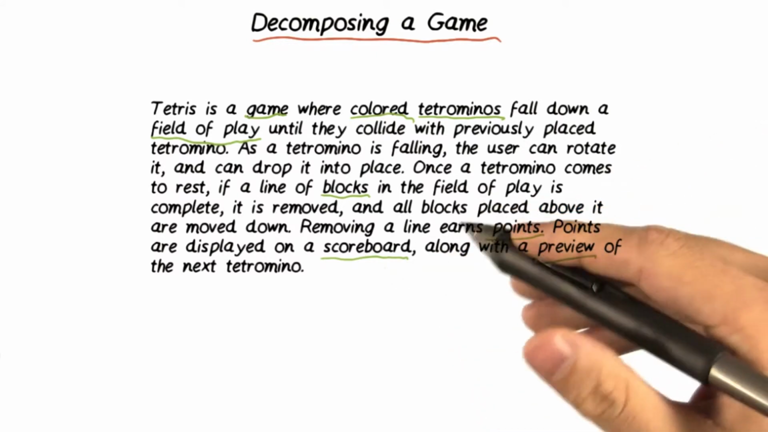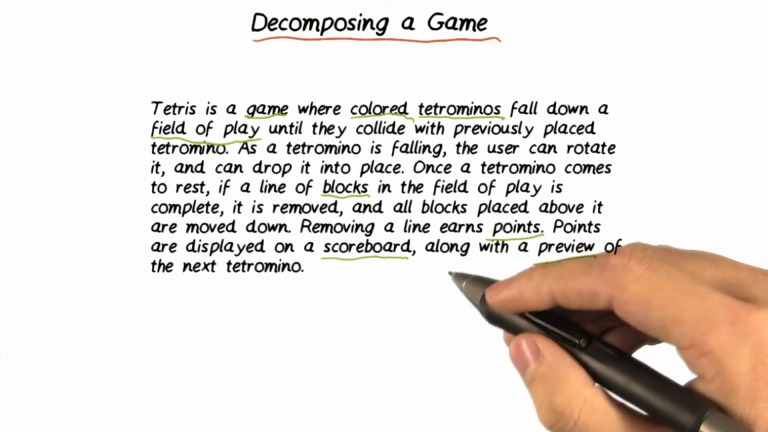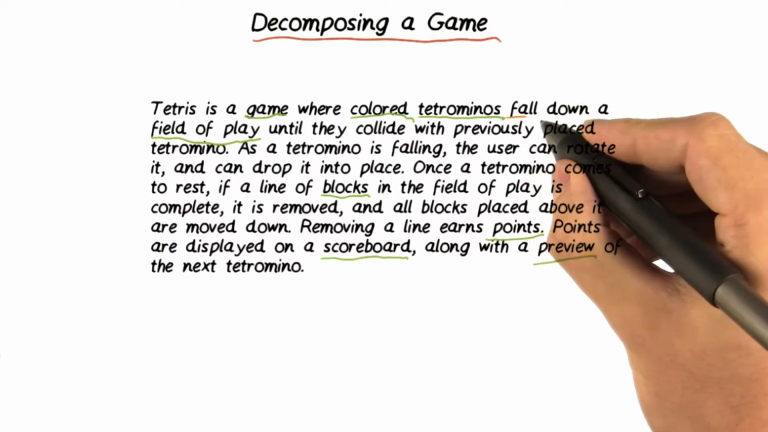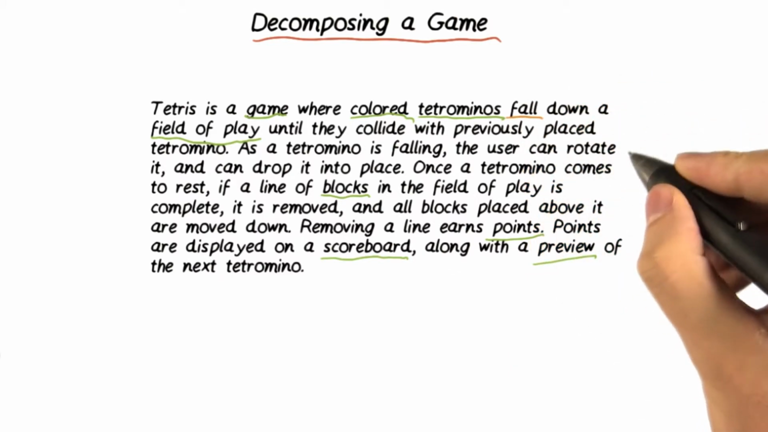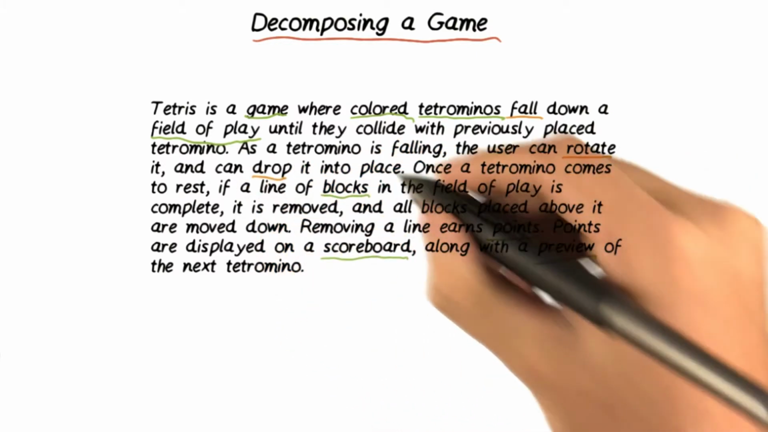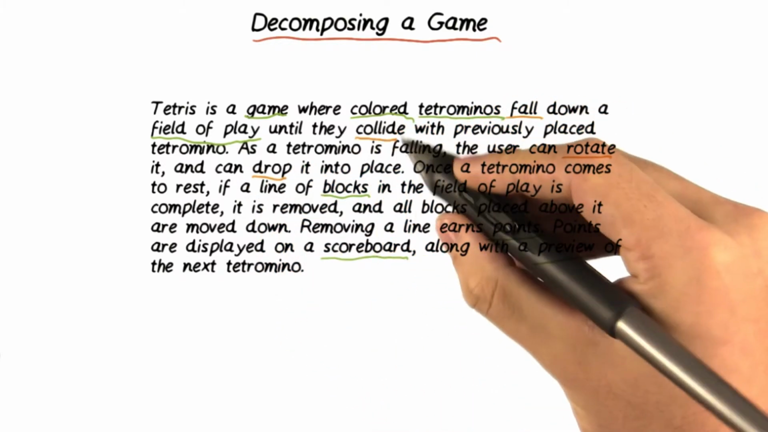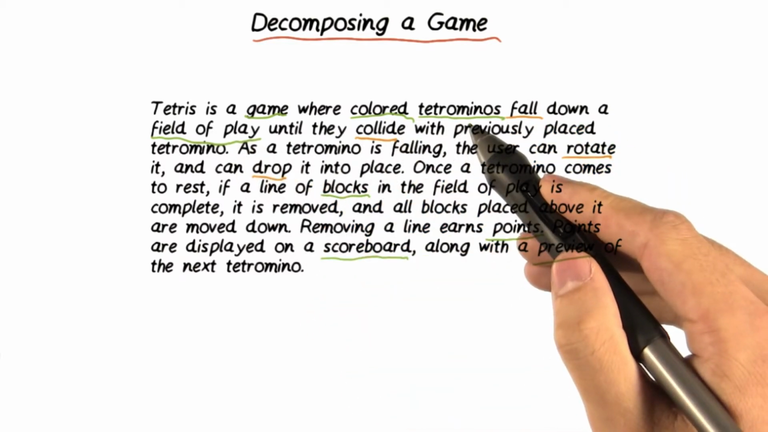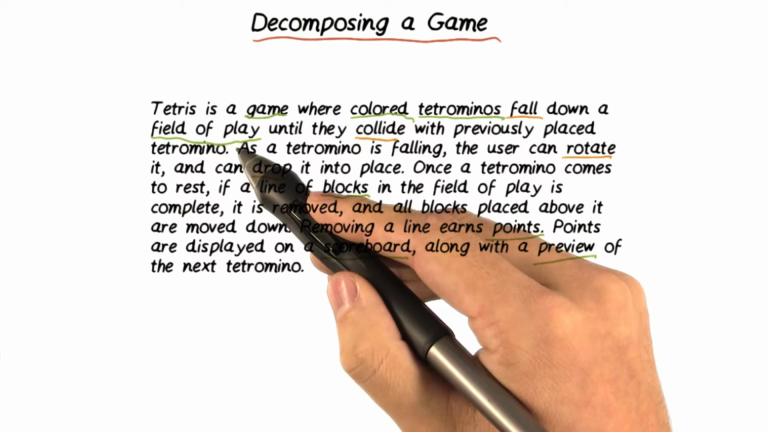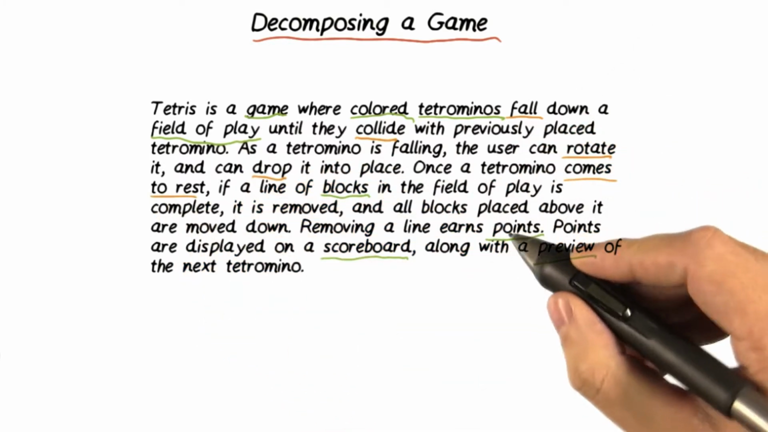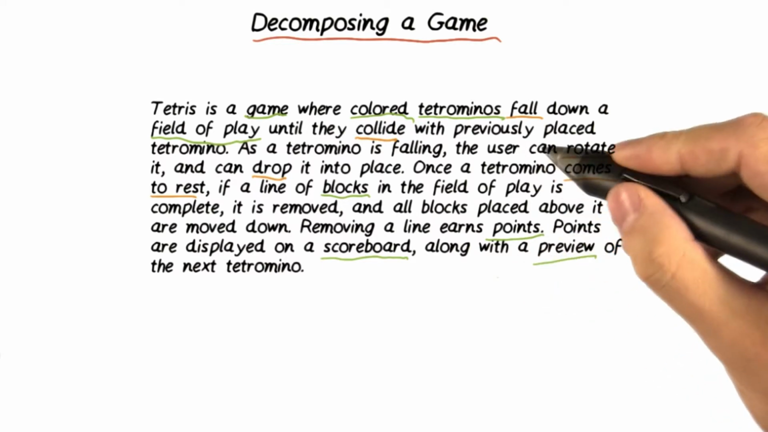Now let's scan through for some verbs to find what methods these various classes would need. So the tetraminos need to know how to fall. The tetraminos also need to know how to rotate and how to drop. Some class needs to know when a tetramino collides with blocks that are already in the field of play. Maybe the tetramino is responsible for that. Maybe the field of play is responsible for that. Then there's this concept of coming to rest, where a falling tetramino just turns into blocks in the field of play.